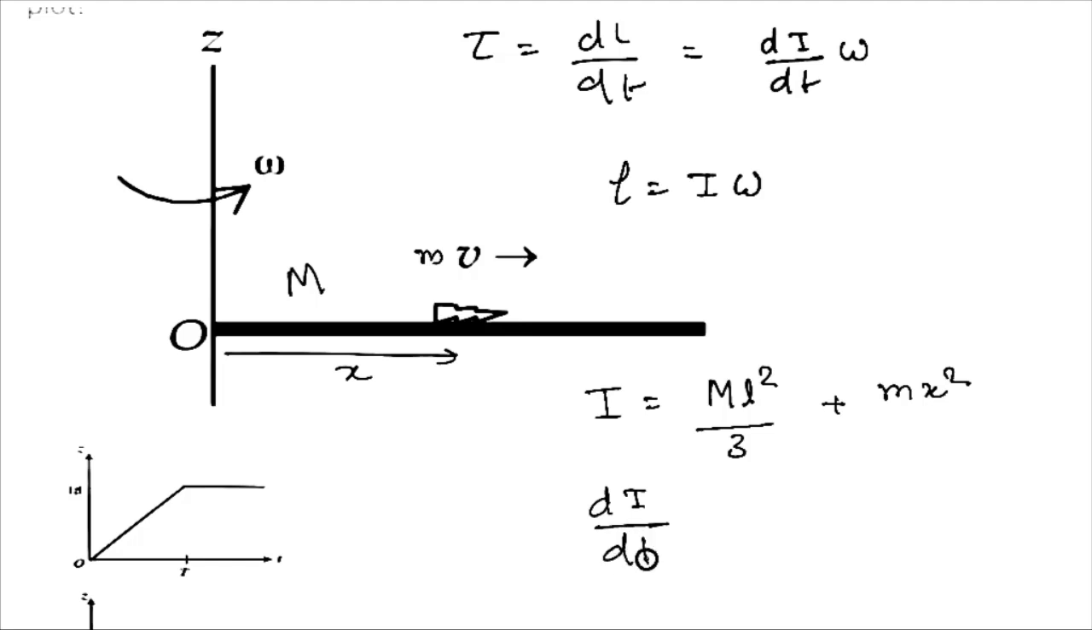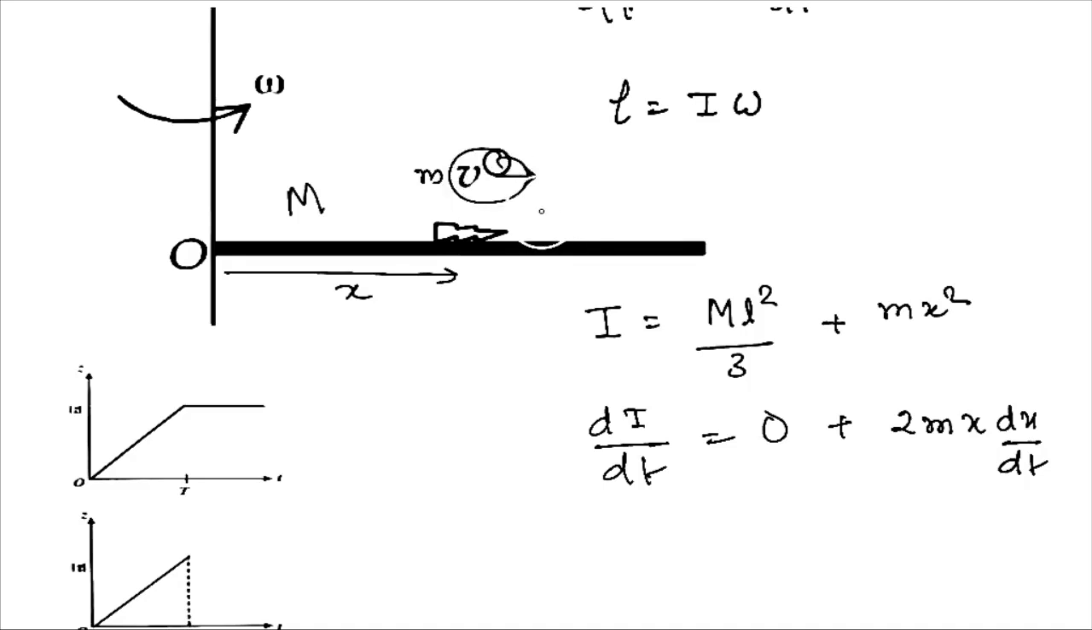Differentiate it. So dI by dt: the rod's term will become 0 since it is constant, and the insect's term becomes 2mx dx by dt. Here dx by dt is nothing but the velocity with respect to the rod, in the radially outward direction. So v is also constant. You can see here that dI by dt is directly proportional to the distance from the axis.